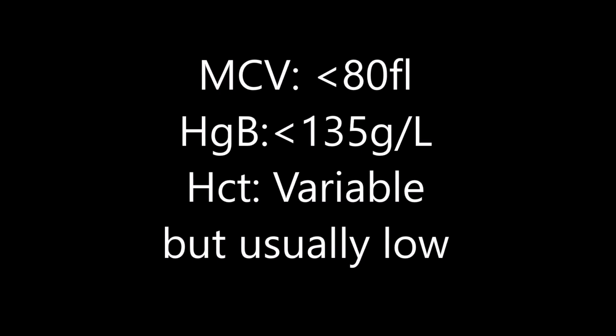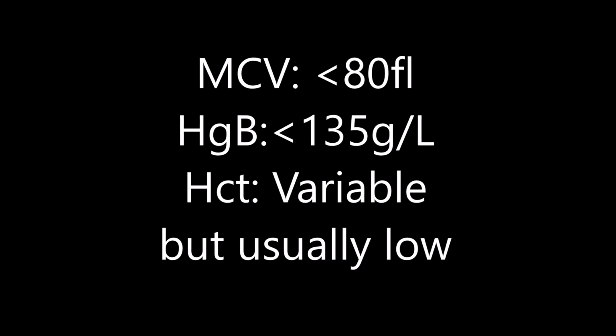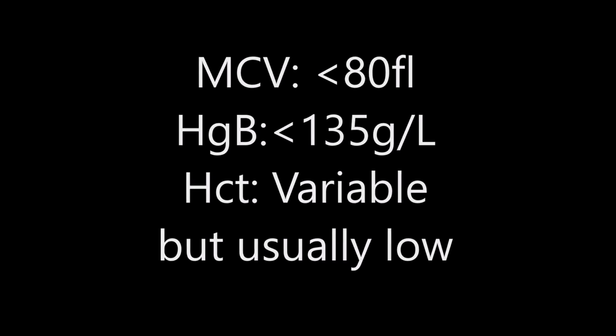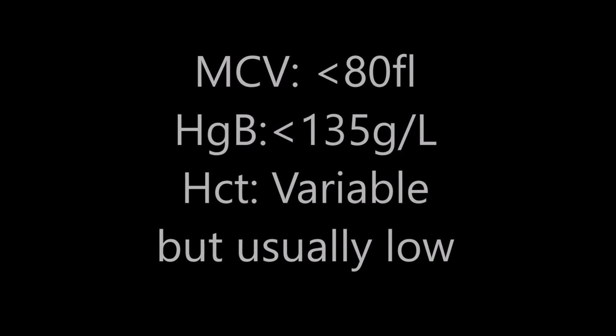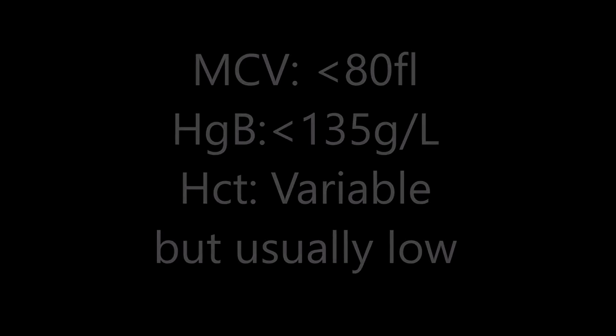And the hematocrit is variable because packed cell volume usually depends on the quantity of red blood cells as well as other factors. So the hematocrit can actually vary. It's usually lower, though, on the lower end of the spectrum.